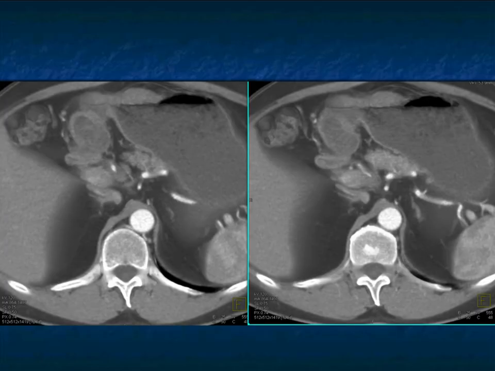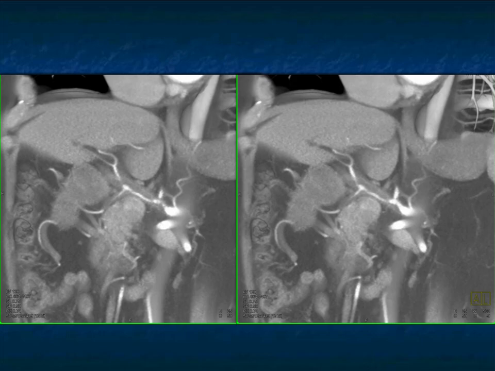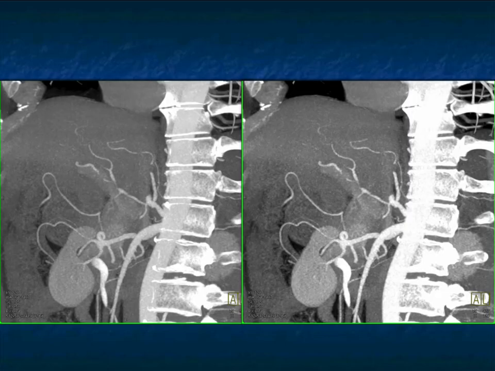IgG4 related disease, very nicely shown. The soft tissue. So when we see soft tissue infiltration these days, again, we always think about malignancy, but you need to think about vasculitis, particularly IgG4 disease. And again, the hepatic artery involvement very nicely shown here.